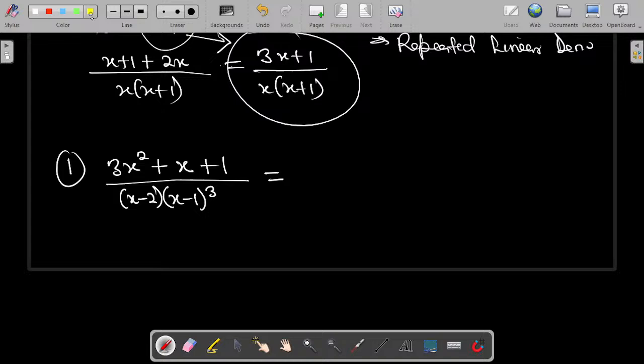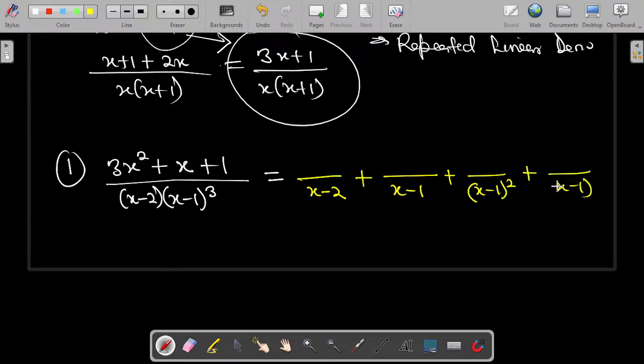Okay, so that means we are going to have 4 fractions here. These were the things we saw in that last class, that the number of linear denominators will tell you the number of fractions. So here we are going to have x minus 2 plus, here you will have x minus 1 plus, the next one will be x minus 1 raised to power 2, and then the last one will now be x minus 1 raised to power of 3.